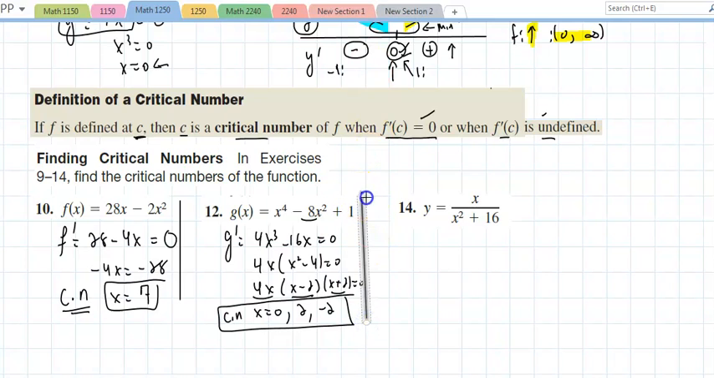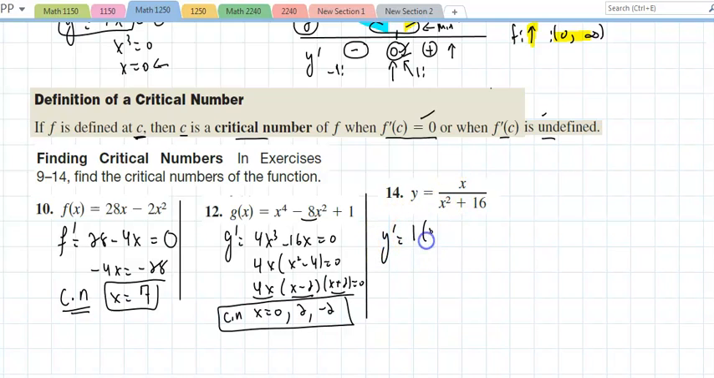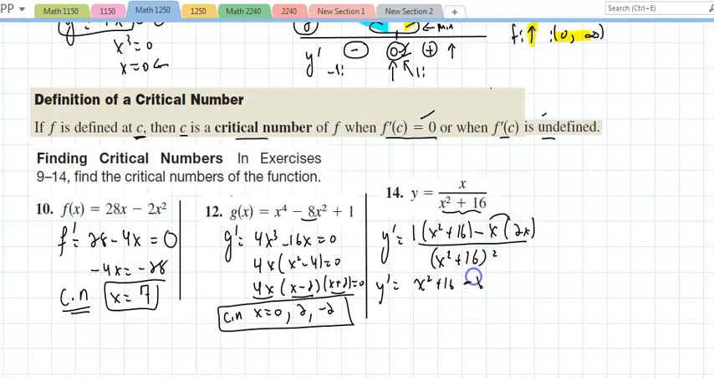But if I look at number 14, if I take a derivative, I need to use the quotient rule. So I take the derivative of the top times the bottom, minus the top times the derivative of the denominator, all over the denominator squared. Now I need to clean this up because I need to know where this equals 0 and where it is undefined. That's x squared plus 16 minus 2x squared, divided by x squared plus 16 squared.